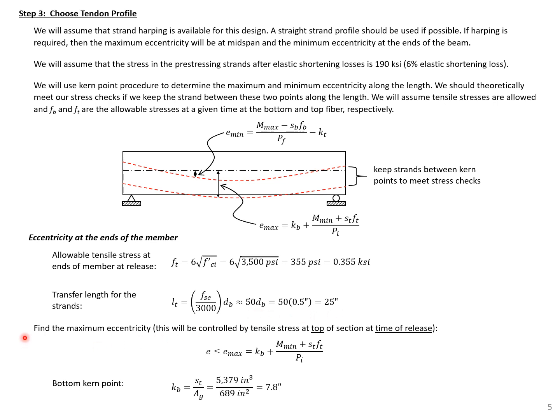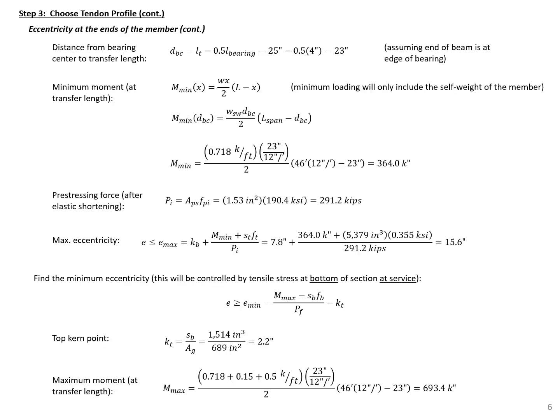We can then find our bottom kern point here. So kb is our section modulus at the top divided by our Ag. So here it will be 7.8 inches. We'll need to find our minimum moment, and we're looking at the end of the member, or here at transfer length. So the minimum moment is going to be, we can plug in our self weight into this equation and get our min moment of 364 kip-inches.